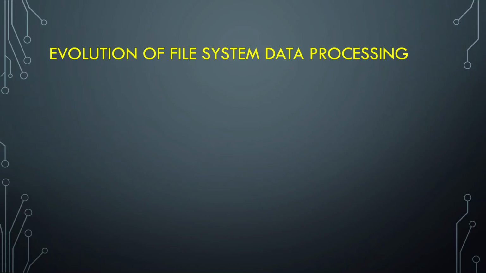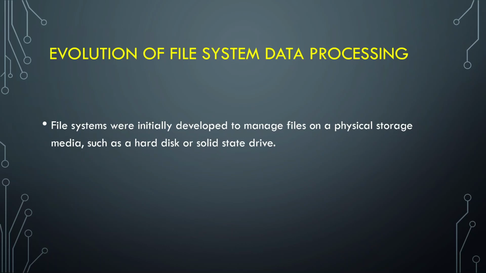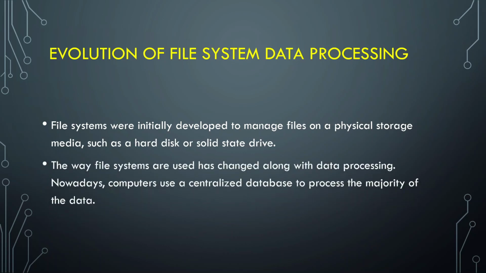Evolution of file system data processing. File systems were initially developed to manage files on a physical storage media such as hard disk or a solid state drive. And the way file systems are used has changed along with the data processing. Nowadays, computers use a centralized database to process the majority of the data. So we went from just having one hard disk or one computer having everything to just one database having everything and each computer connecting to the one database.